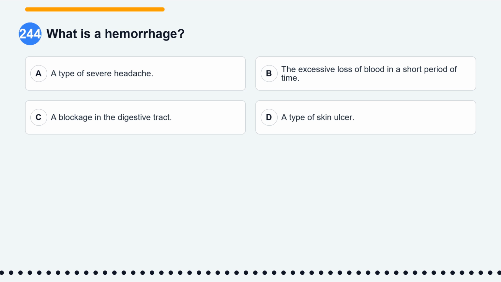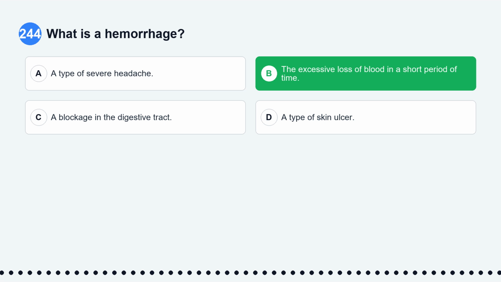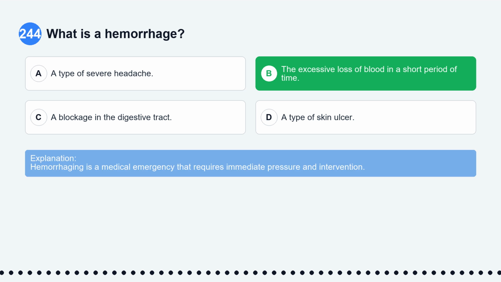Option C. A blockage in the digestive tract. Option D. A type of skin ulcer. The correct answer is option B. The excessive loss of blood in a short period of time. Hemorrhaging is a medical emergency that requires immediate pressure and intervention.